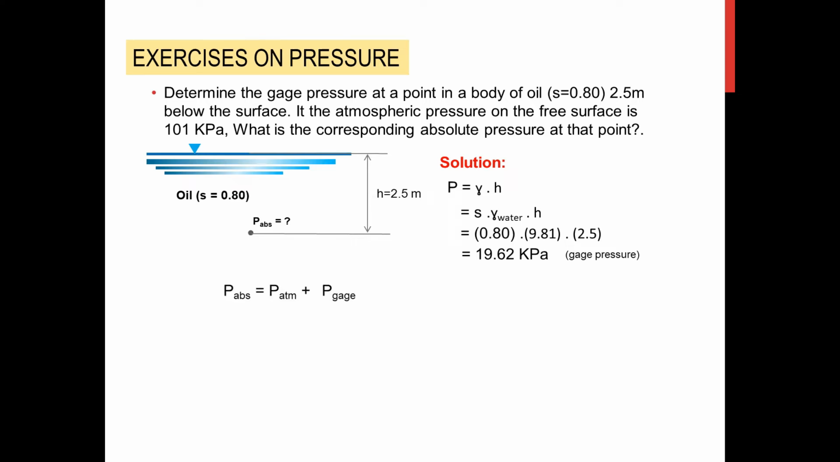Moving on to the absolute pressure, we simply add the atmospheric pressure. From the given, we have 101 for the atmospheric pressure plus the gauge pressure just computed. With the sum, we have 120.62 kilopascal for the absolute pressure. So this is about this problem.